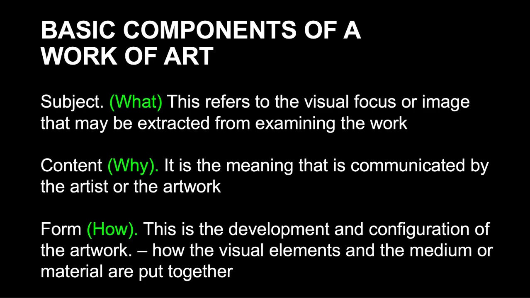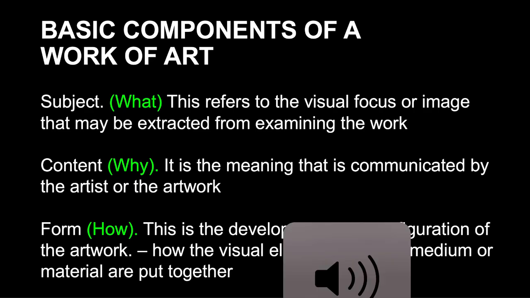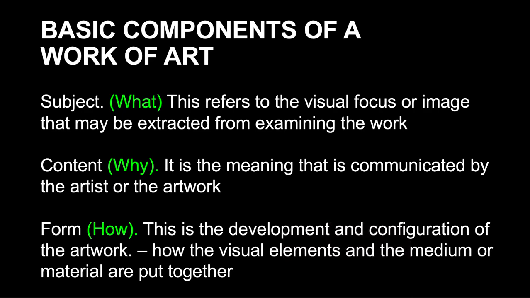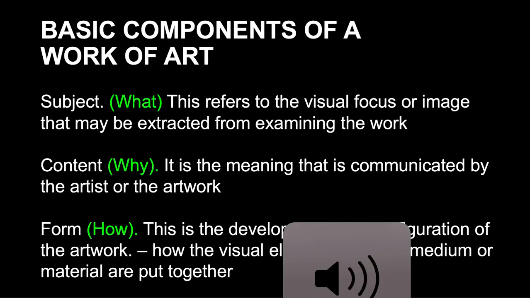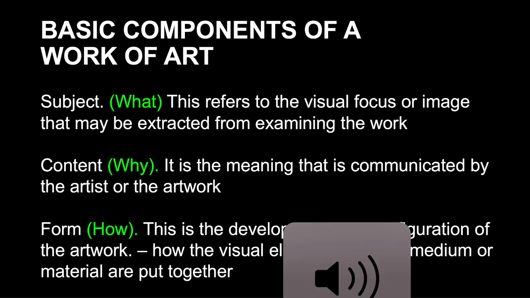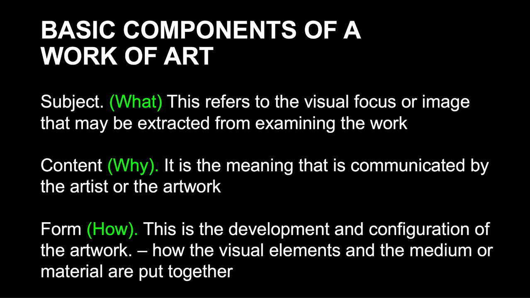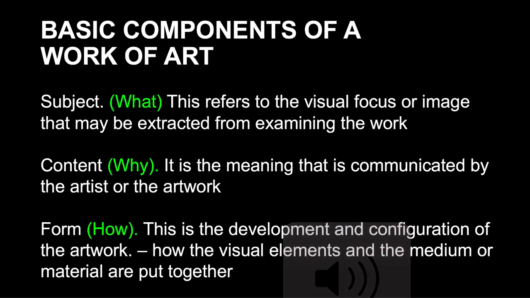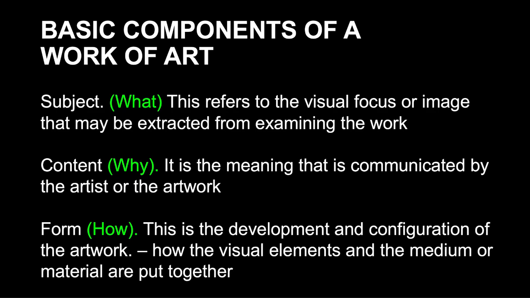Form is the third component, and it informs on the how. This is the broader context through which the artist developed and configured the artwork. It lends itself to discussing how the visual elements are arranged, the medium that was used by the artist, as well as the materials that went into creating this piece of art. And I guess form is really the totality of what informs the artwork that is being viewed. I hope this is now clear to everyone.